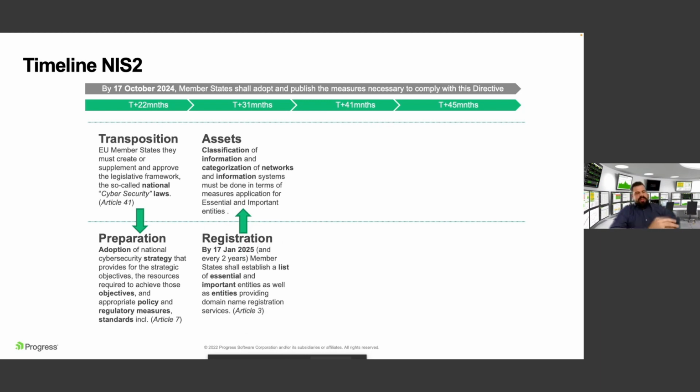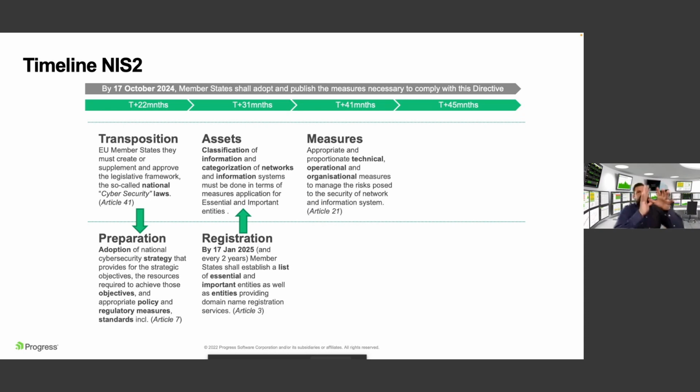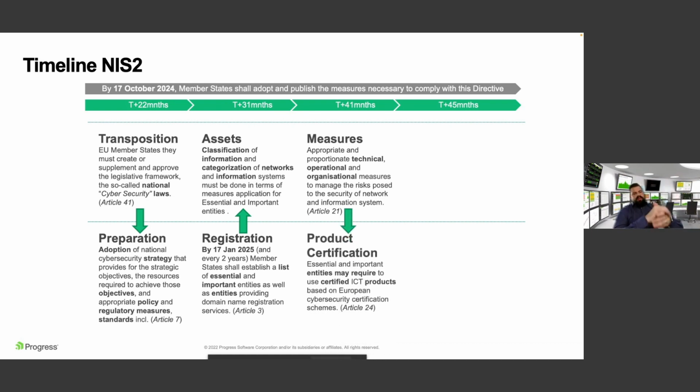So they need to first provide a classification of information and categorization of networks and information systems for the application of measures. If we have an overview of the assets in the regulated entity, we can apply the measures. That means the technical, operational, and organizational measures. Technical measures can be resolved by the technologies themselves, and essential and important entities may be required to use certified ICT products and solutions based on European cybersecurity certification schemes. This is about Article 24.